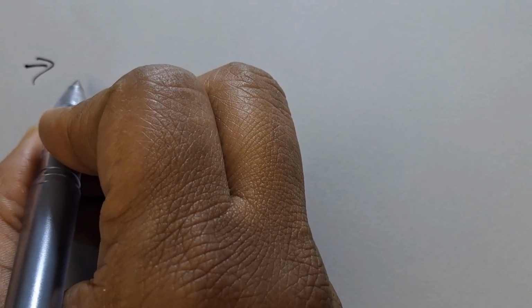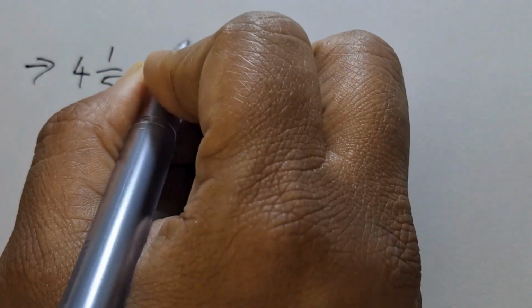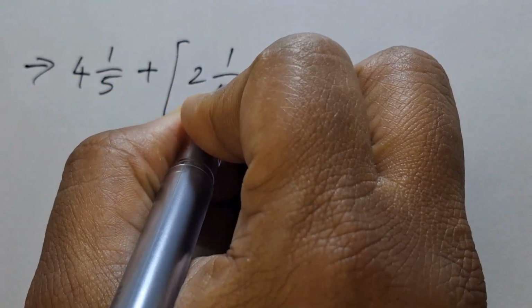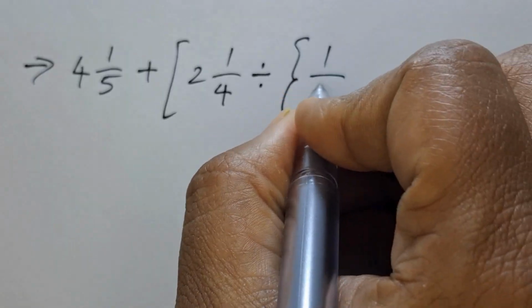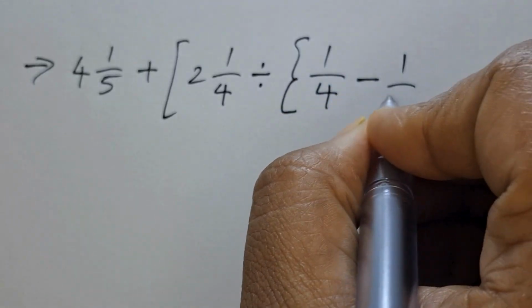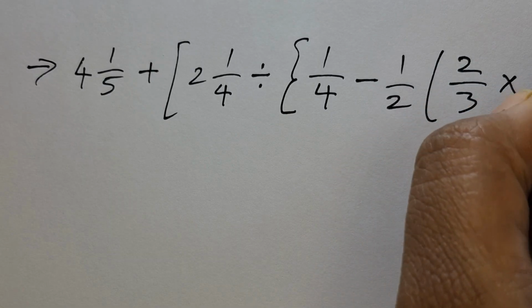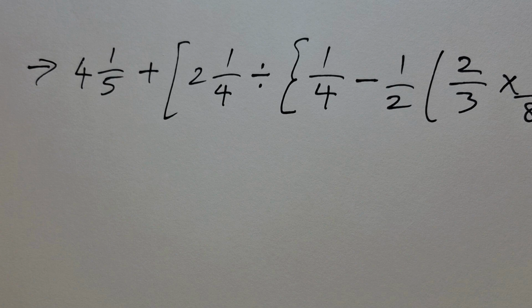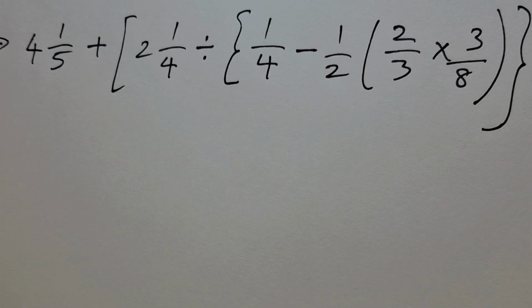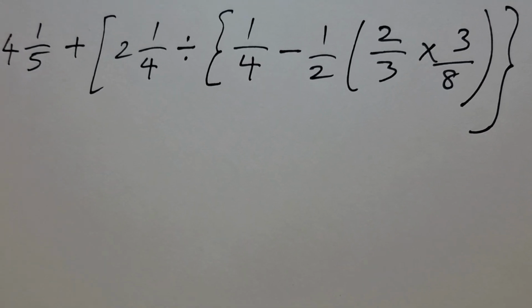Today we'll solve some more examples of BODMAS with fractions. So the first question is 4 1/5 plus 2 1/4 divided by (1/4 minus 1/2 of (2/3 into 3/8)). So close the brackets. So this is the question. We'll see how to solve it step by step. Be careful, don't skip the video.